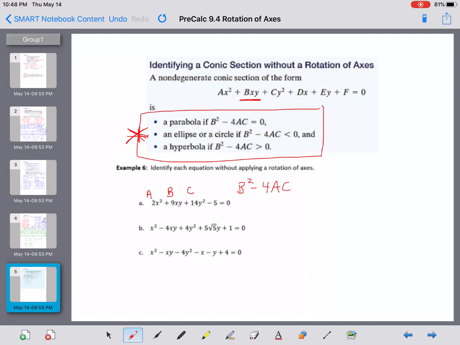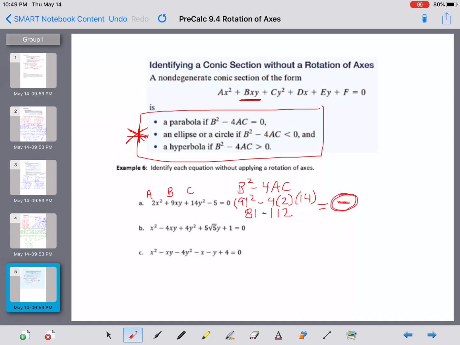So I get 9 for my b, minus 4 times my a, which is 2, times my c, which is 14. Well, 9 squared is 81. 4 times 2 is 8, times 14 is 112. And I'm going to be honest, I don't even care what the number is. I can tell right away that thing's going to be negative. So this equation, when I do all my rotation, would end up being an ellipse or a circle.